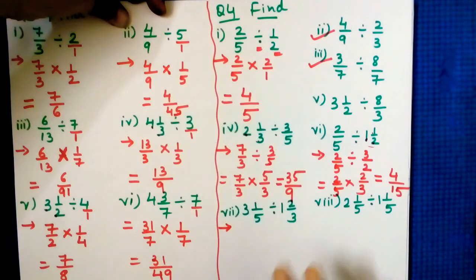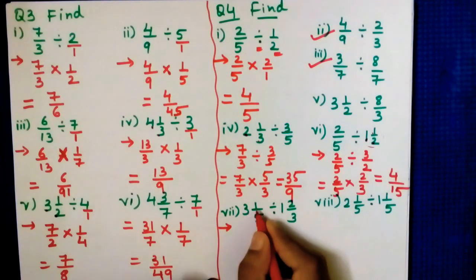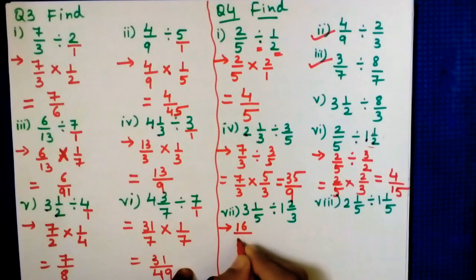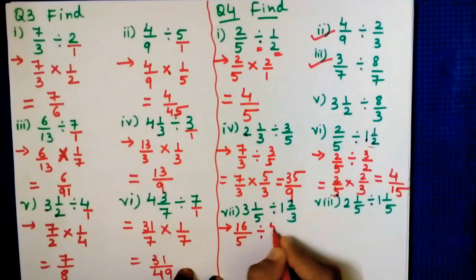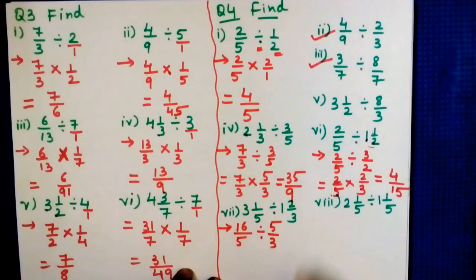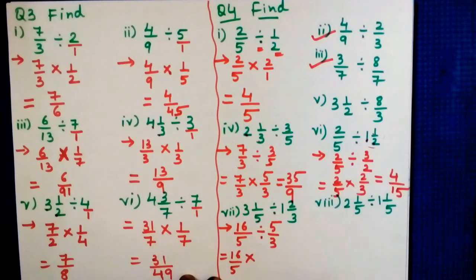Whatever is given after the sign. So 5 3s will be 15 plus 1. So 16 upon 5 divide by. Now convert this. So 3 ones are 3 plus 2, so 5. So 5 upon 3. Now converted. Now we have to do the next step. So now first part same. Don't take the reciprocal of first part. So first part same. Division sign we will change into multiplication. And now we will take the reciprocal.